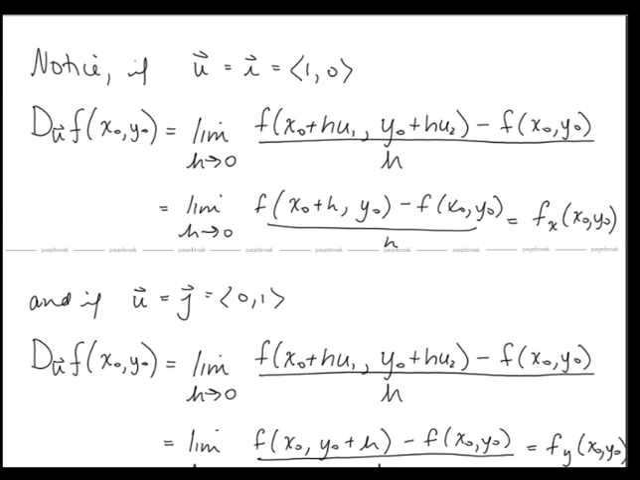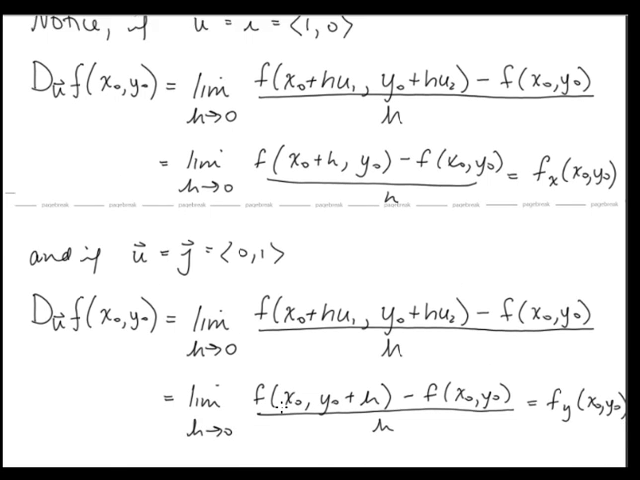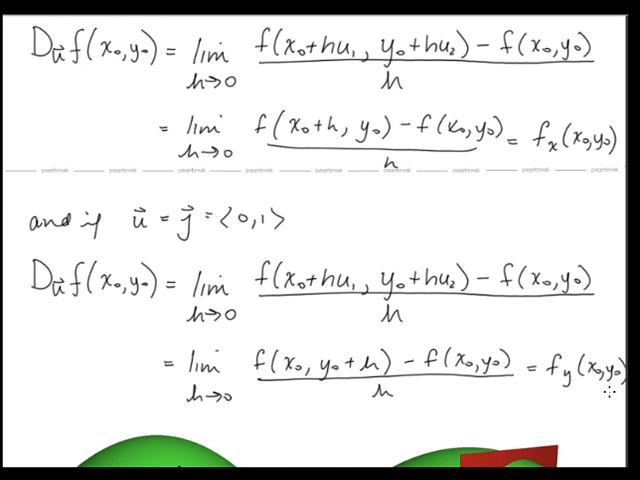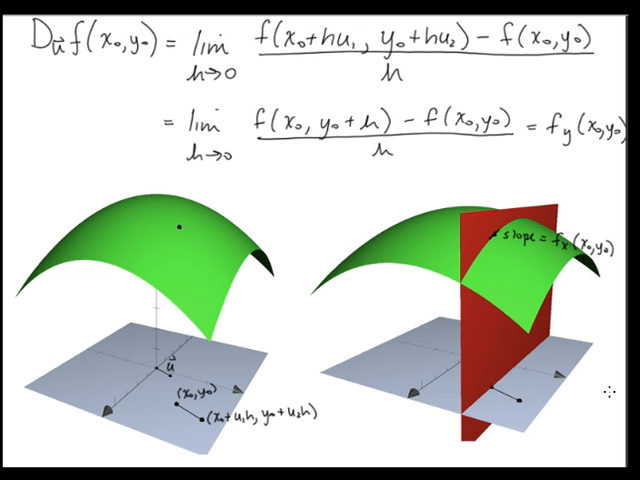Now notice with this definition, if our unit vector u is equal to i, the standard basis vector 1, 0 in the two-dimensional plane, then our directional derivative reduces just to the x partial derivative formula. Similarly, if our unit vector u is equal to j, our directional derivative reduces to the y partial derivative at that point. Now let's take a look at what all this means in terms of surfaces.